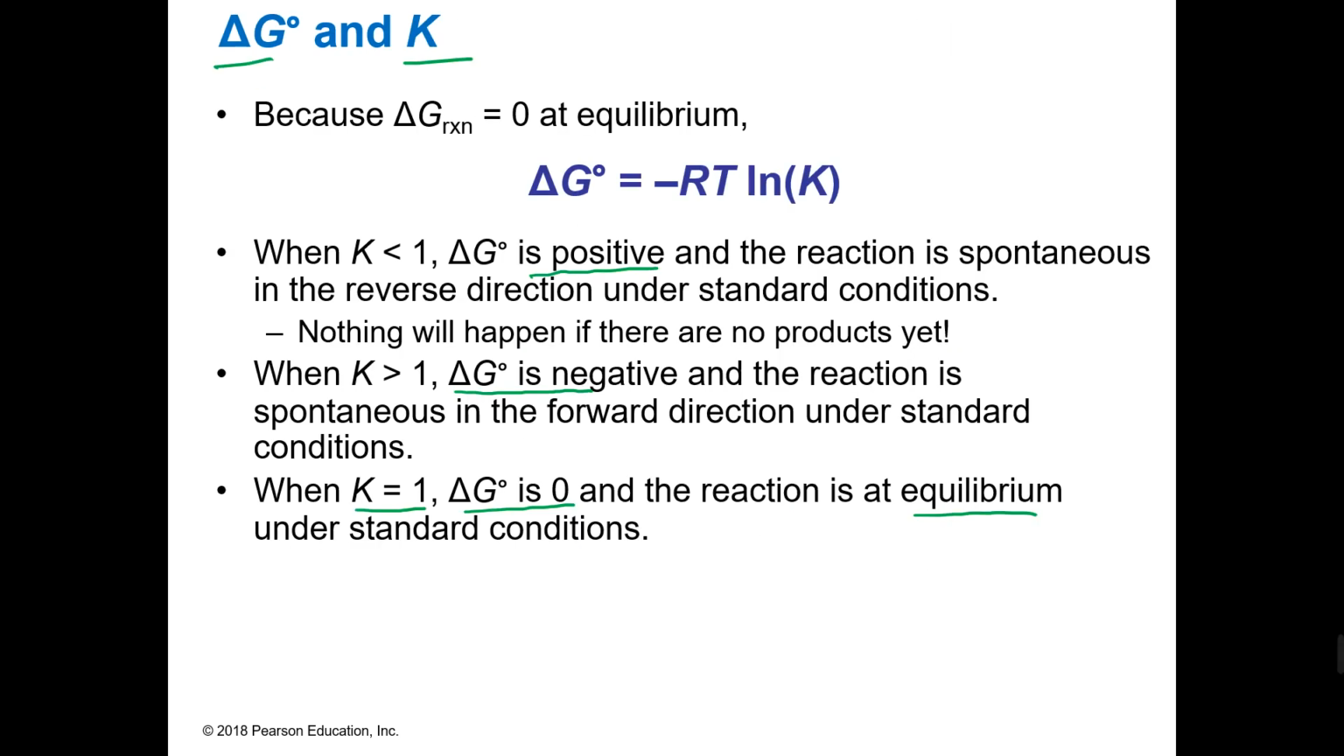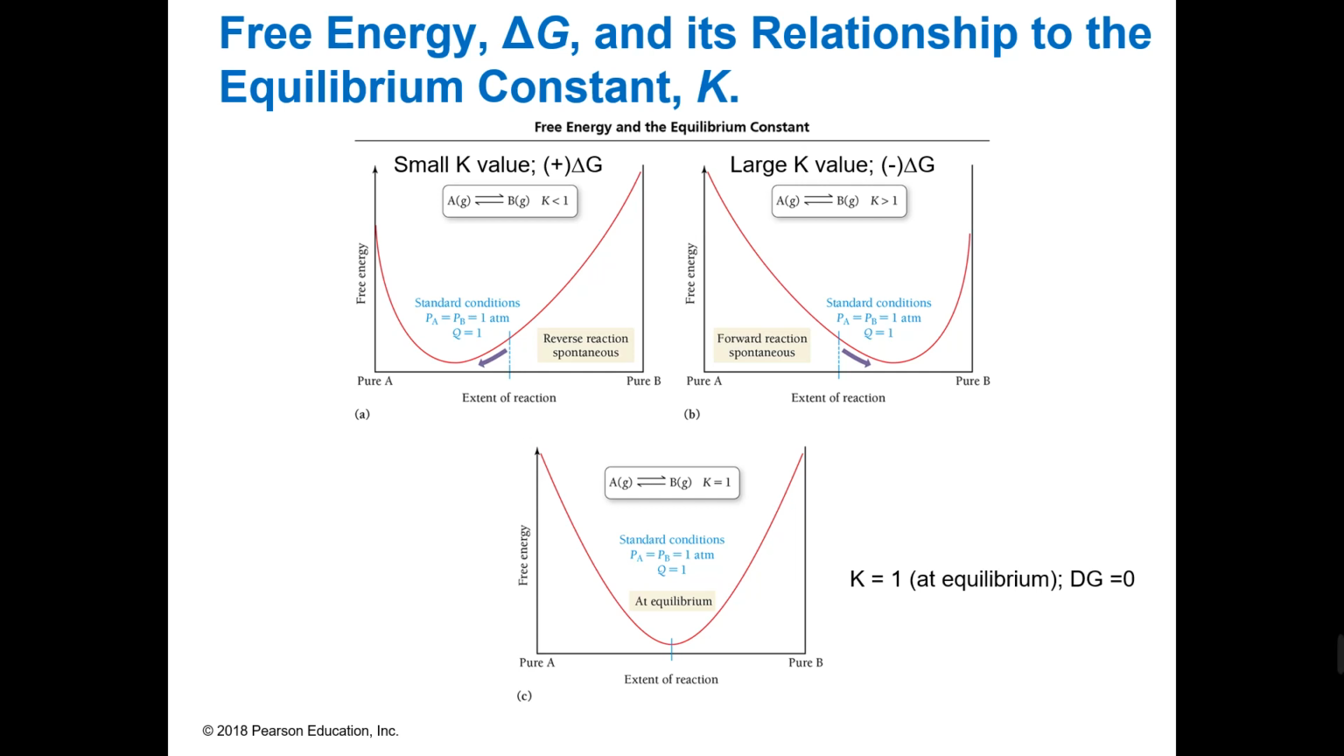By the way, let's look at this chart. When we have a really, really small K, meaning less than 1, with our positive delta G, we can see that it's going to shift towards the reactant side. And that's because positive delta G's are not spontaneous. It's not a favorable reaction. When I have that negative delta G, that's where I'm going to see that shift towards the product side. And at equilibrium, it's just like it says, at equilibrium.